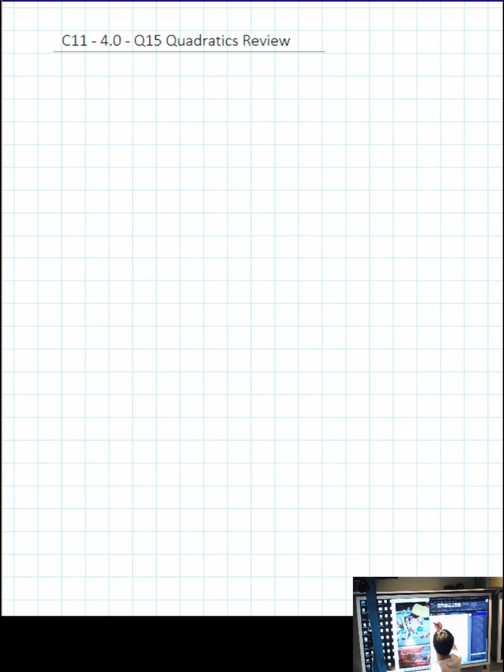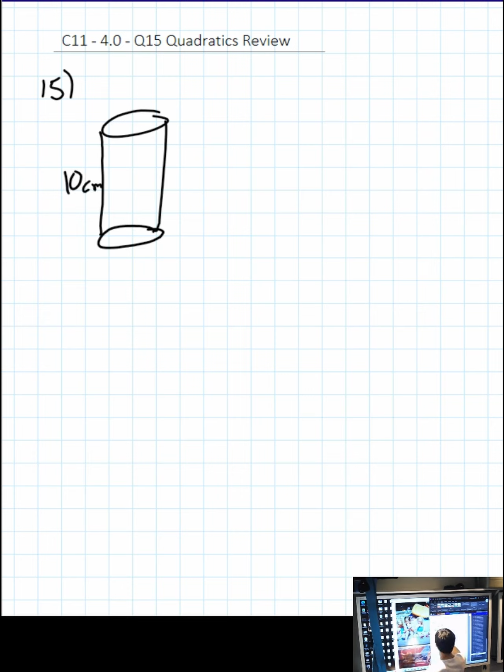Okay, we have number 15. Find the volume if. So we have a cylinder. So let's draw our cylinder. And we have a height of 10 centimeters. Just 10's good. Centimeters is even better. Good. Now it's saying find the volume. We have a surface area. So off to the right, let's say SA equals 400 pi.